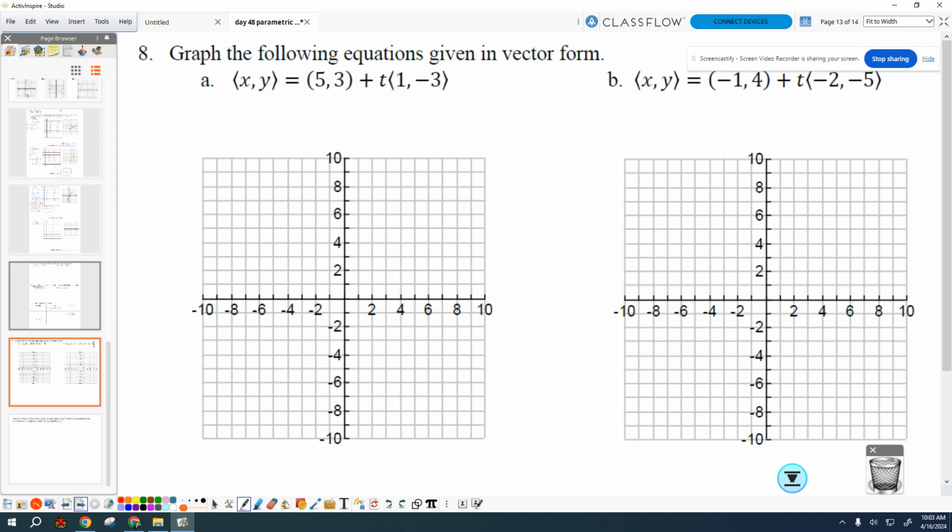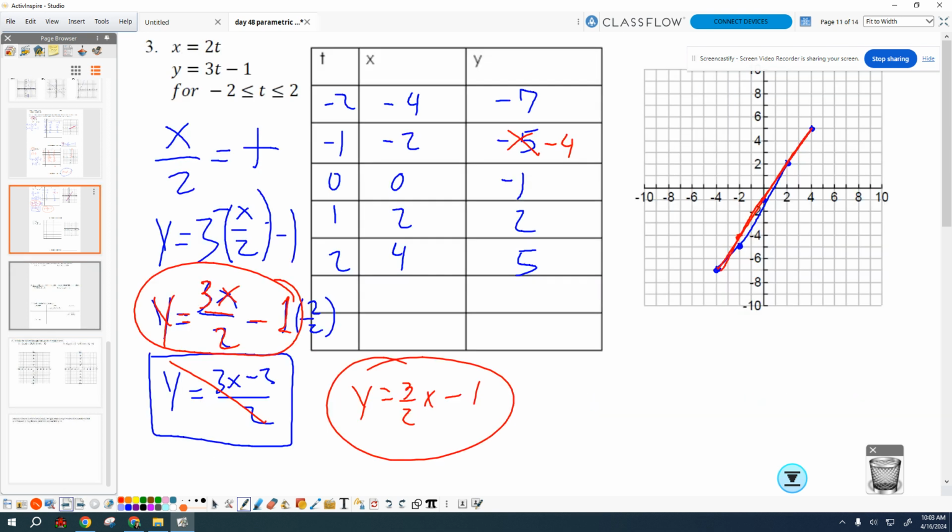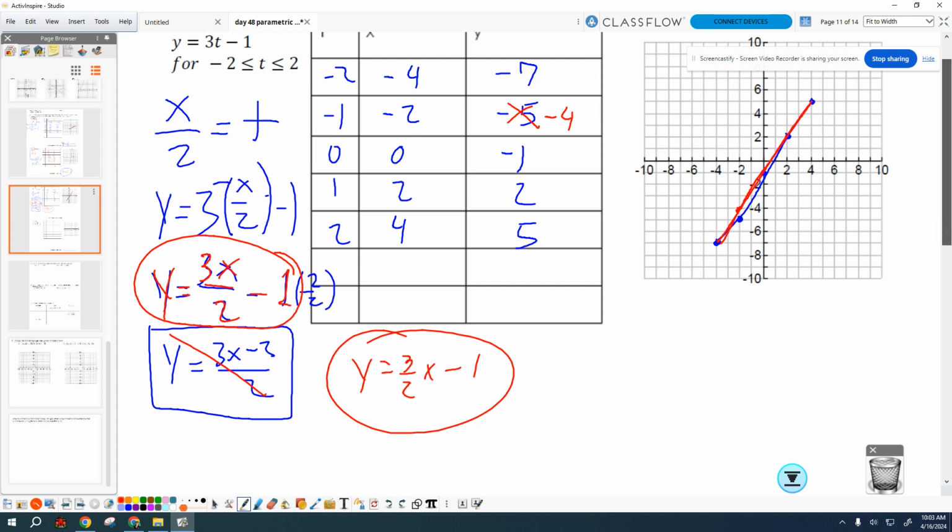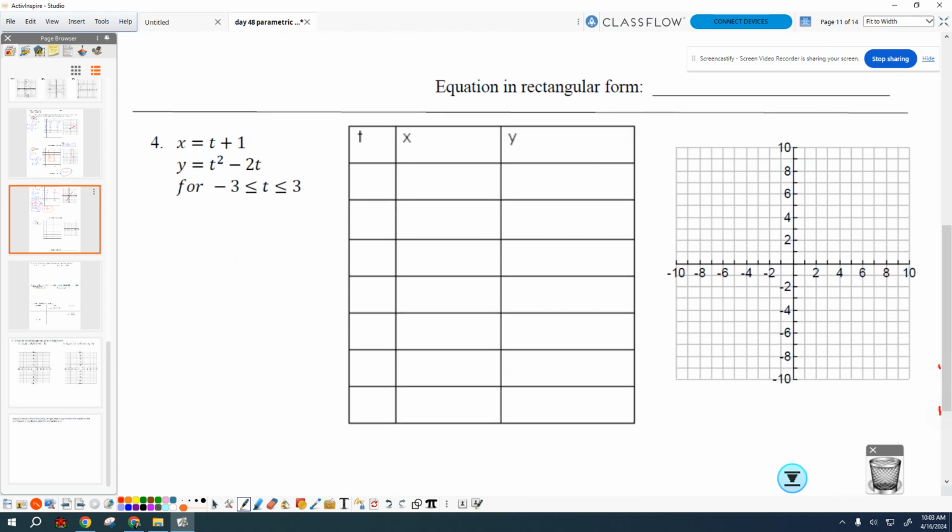Yeah, I want to do 3 and 7. Okay, of course. What's wrong with number 4? There's 2 t's. Bro, the only thing hard about it is the rectangular form. I don't know how to get it.